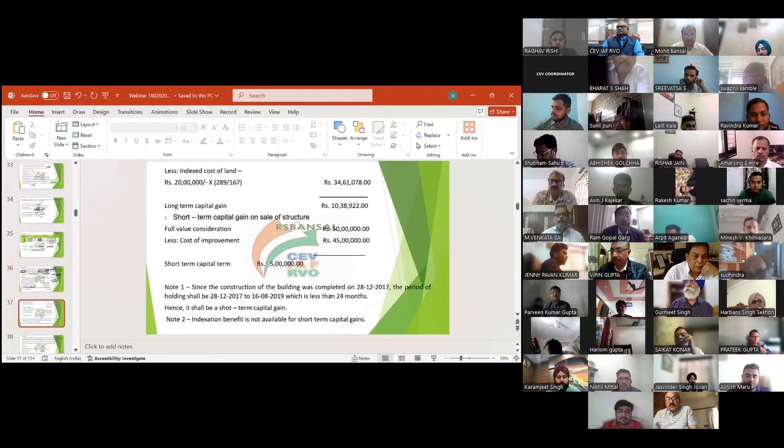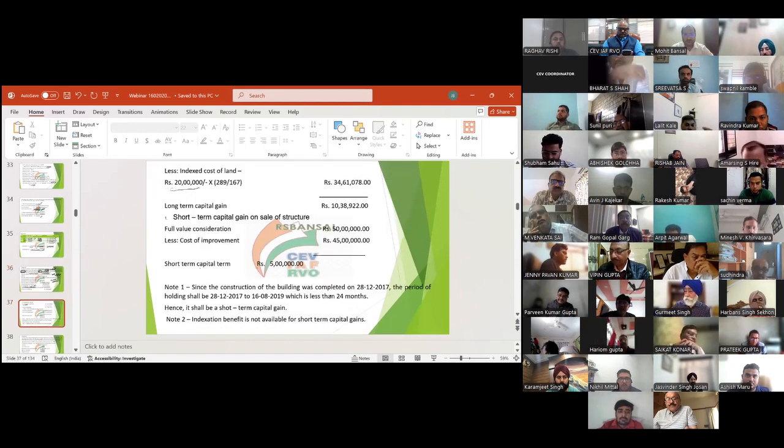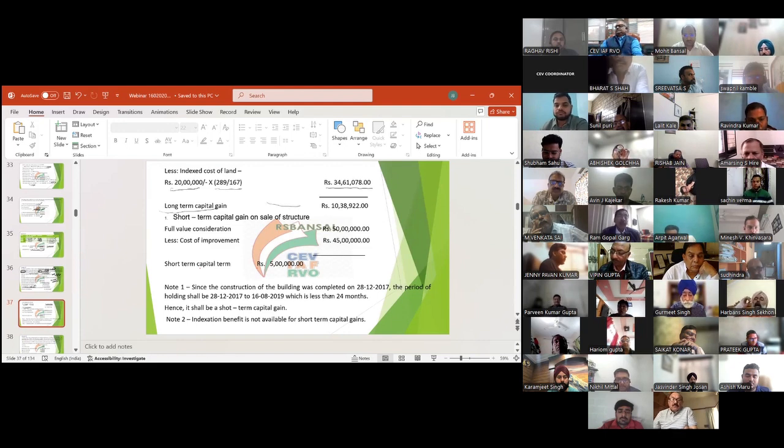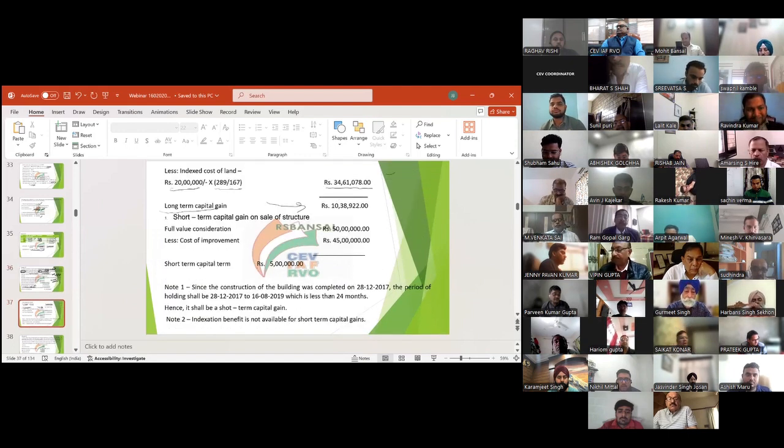Otherwise, cost of land, which is a purchase price, 20 lakh in 2001. So you calculate the indexed value: 20 lakh into 289 upon 100, 34 lakh 61,878. On long-term capital gain, this will be 10,38,922. Out of 45 lakh, this is the indexed value.